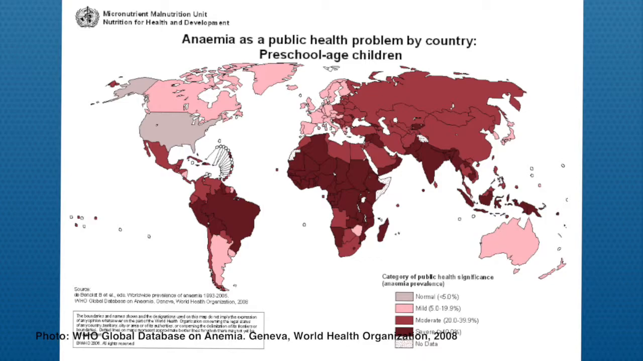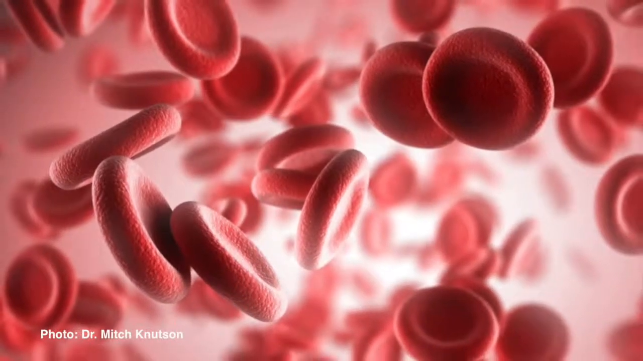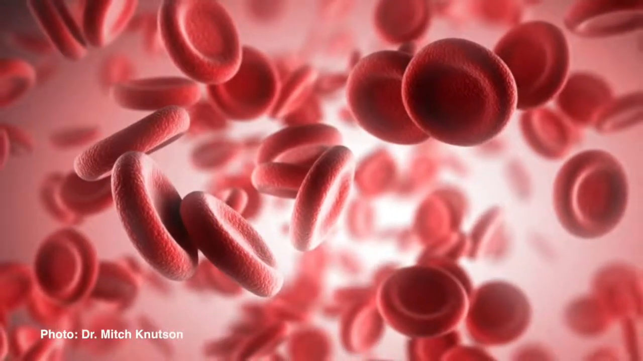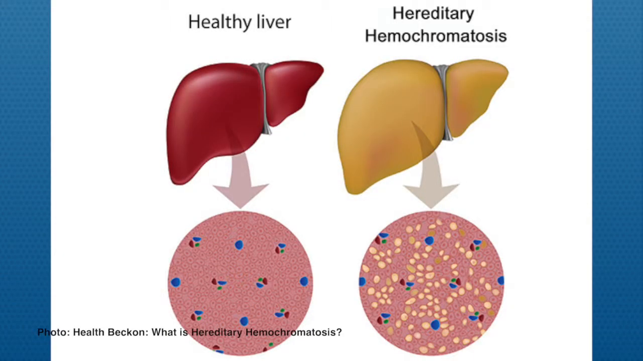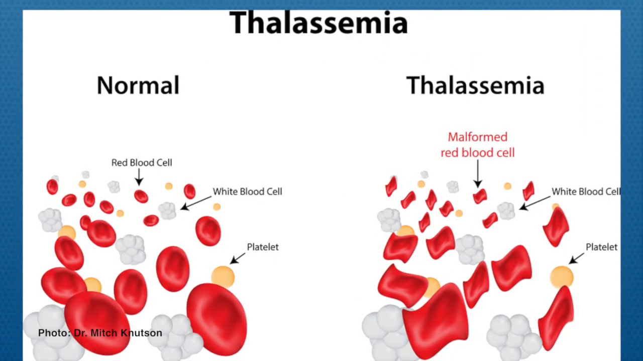These are estimates from the World Health Organization. And when iron deficiency is severe, it can lead to iron deficiency anemia. On the other hand, there are several disorders of iron overload, which are not uncommon, and these include the genetic disorder hereditary hemochromatosis, and then a red blood cell disorder called thalassemia major.